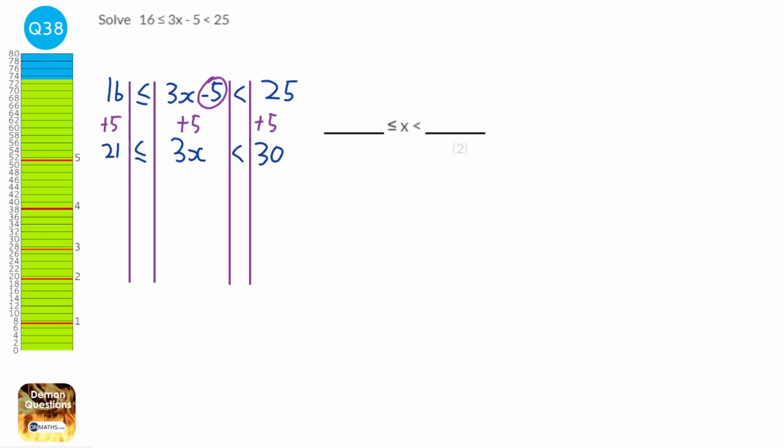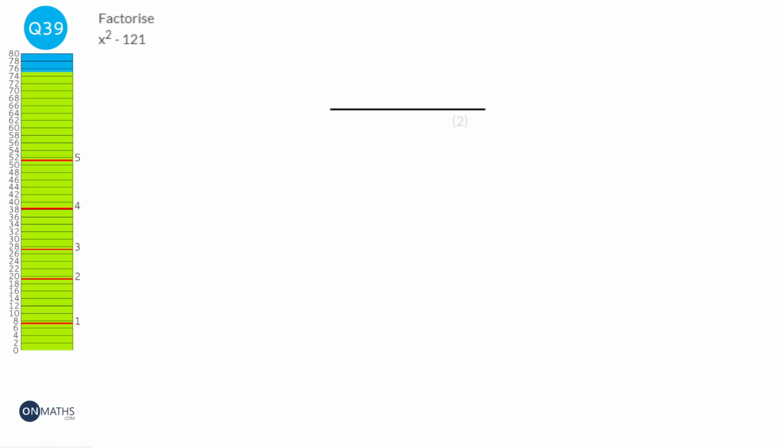Now we need to get rid of that 3, so we're going to divide by 3, and again we need to do it to all 3 sides. So divide by 3 and divide by 3. So we've got x is greater than or equal to 7, and then we've got 10 is greater than x on the right hand side.